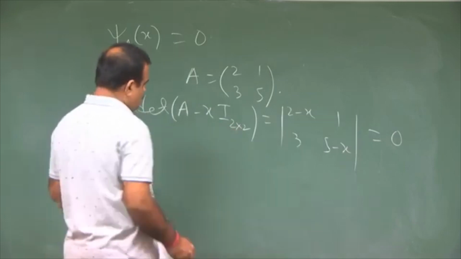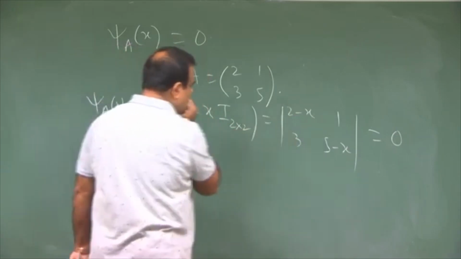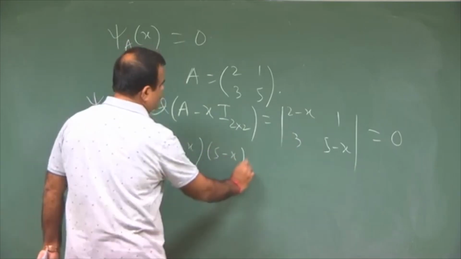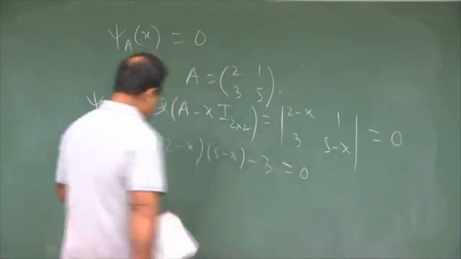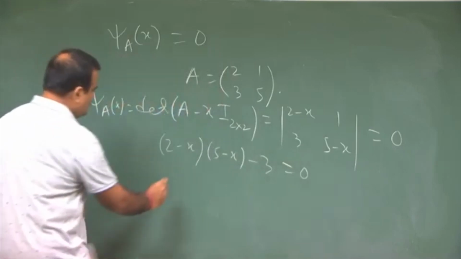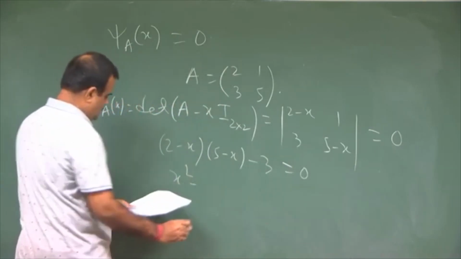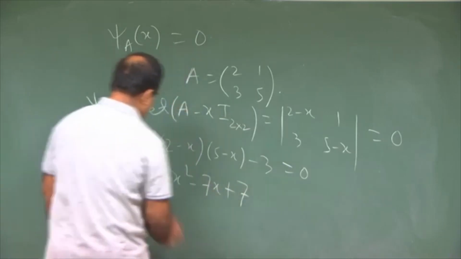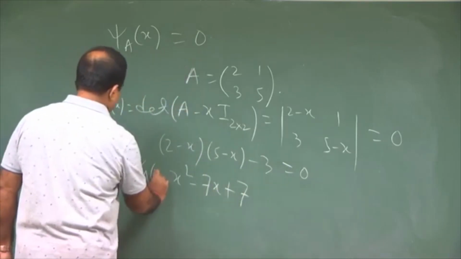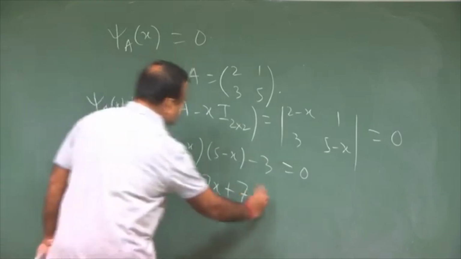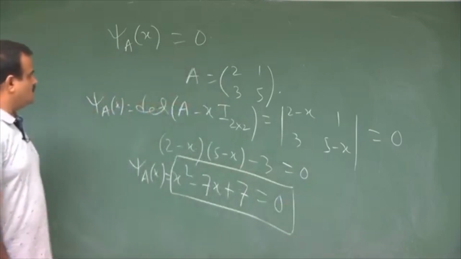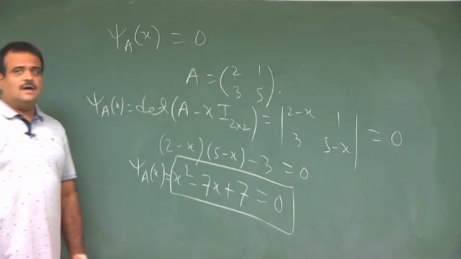Now, what is this? This multiplied by this gives us 2 x into 5 x minus 3 equal to 0. If you simplify this, we are getting x square minus 7 x plus 7. So, this is the corresponding polynomial and this is 0. So, this is our characteristics equation corresponding to this matrix.